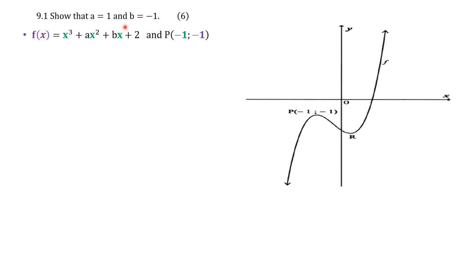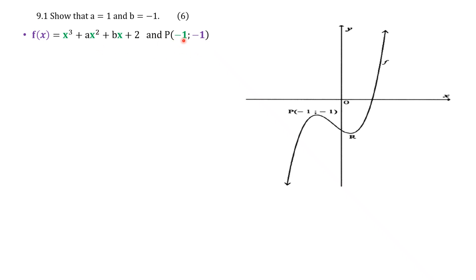So we show that a equal 1 and b equal minus 1. So we have f of x equal x cubed plus ax squared plus bx plus 2. That was given to us, and we've been given the turning point P minus 1 and minus 1. So I assume you remember to get the x value of a turning point, we always use the first derivative equal to 0. Then we simplify and we get the x value, and that minus 1 then goes back into the original equation to get the y value.